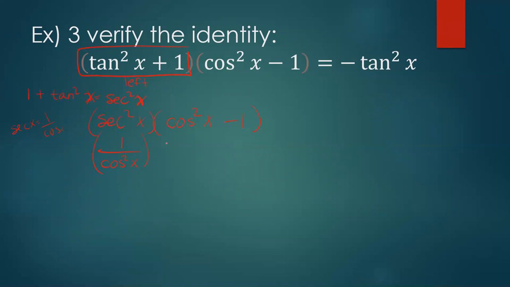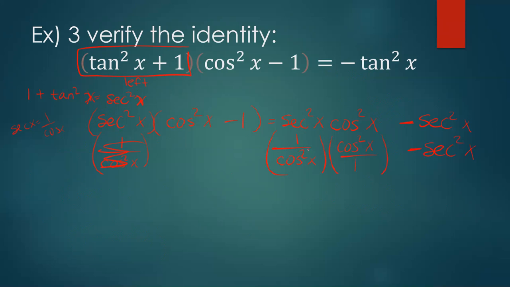Oh, wait. I should FOIL it. That's the one step I didn't do. So hold on. FOIL this out first. So what I mean is do secant squared x times cosine squared x. So FOIL it out. So this would be secant squared x times cosine squared x, and then secant squared x times negative 1 is negative secant squared x, okay? Now we can simplify this. Secant squared x is the same thing as 1 over cosine squared x, right? And then you're going to multiply that by cosine squared x over 1 minus secant squared x.